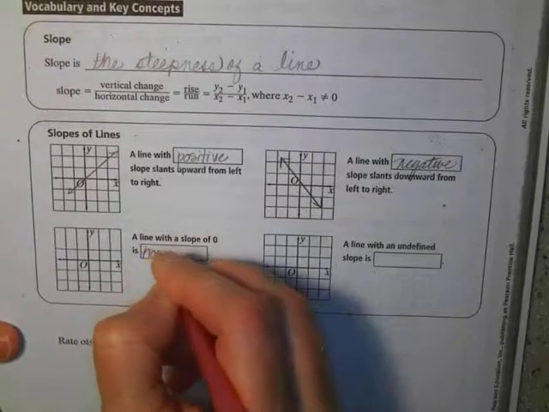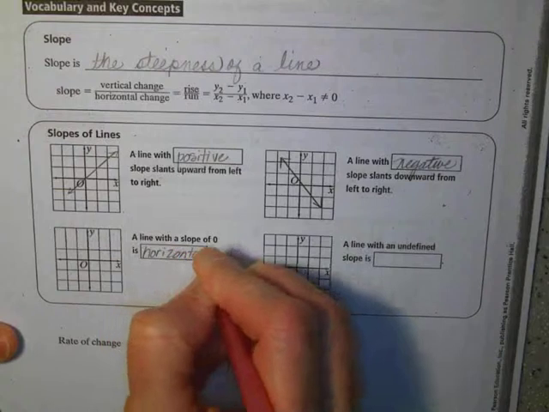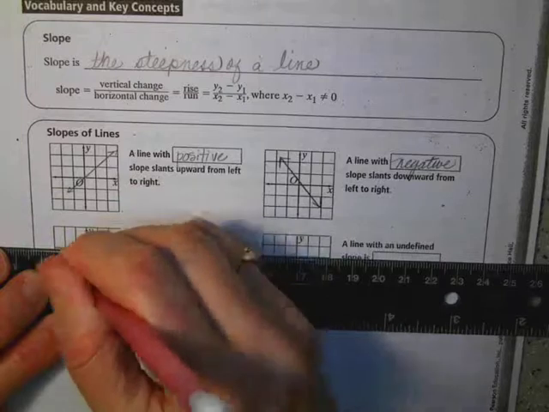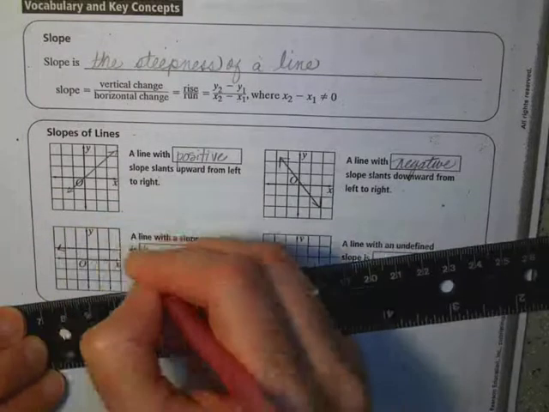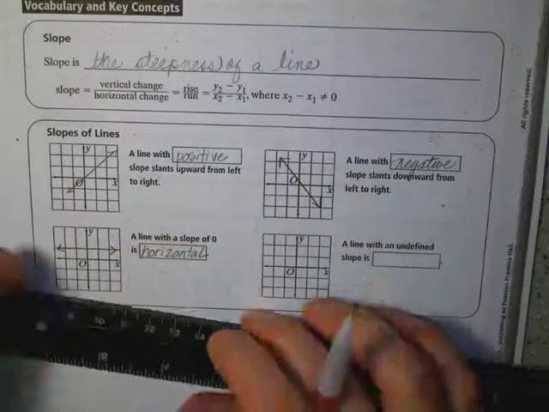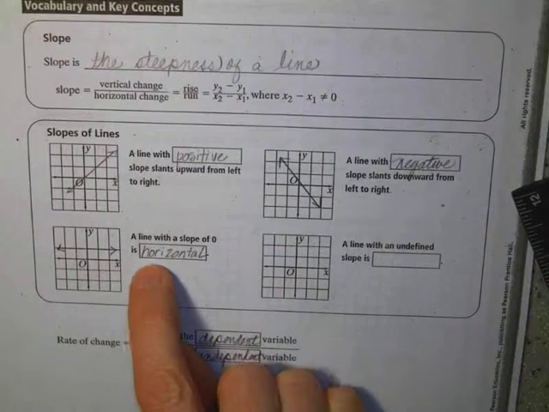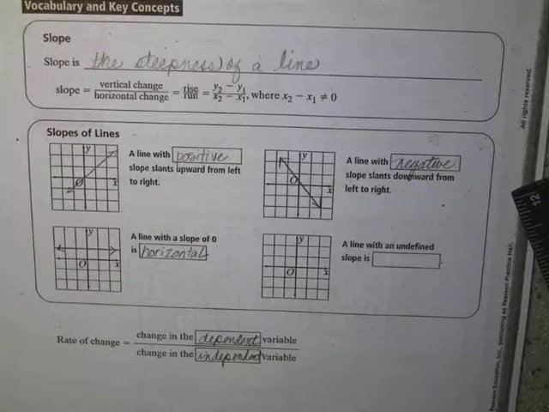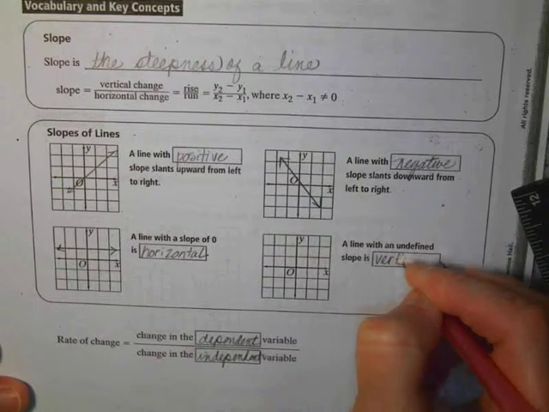Okay, a line with a slope of 0 is horizontal. Okay, so it could be right on one of these grid lines. It doesn't have to be, but it could be. Okay, horizontal. And horizontal lines and vertical lines have special situations. I remember horizontal as horizontal has O's in it, so it has a slope of 0, which looks like an O. A line with an undefined slope is vertical.